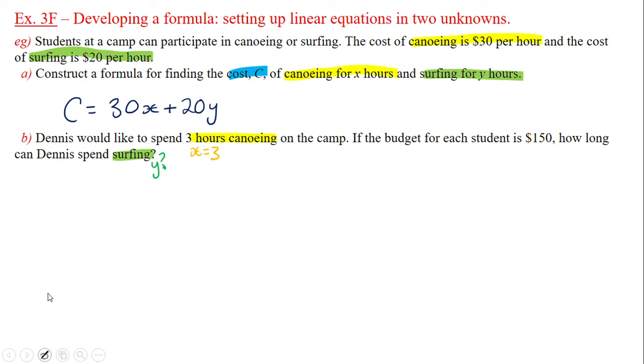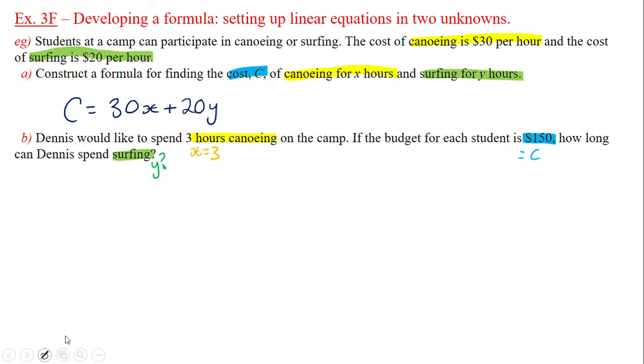And finally, we need the total cost. So to be able to solve one variable, we need to have the other two. We've been told that the budget for each student is $150. So that's our cost variable. So if I go back to my pen for the moment, our cost is going to be $150. We don't know what Y is, we know what X is, we know what C is, and now we will substitute and solve.